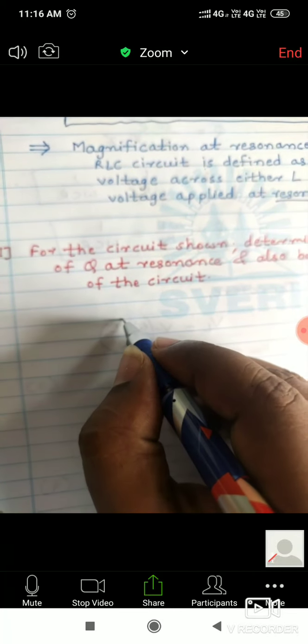Now take down the circuit diagram. This is the 90 ohm resistor. The capacitor is 100 microfarad, the inductor is given as 5 Henry, and here also a 10 ohm.